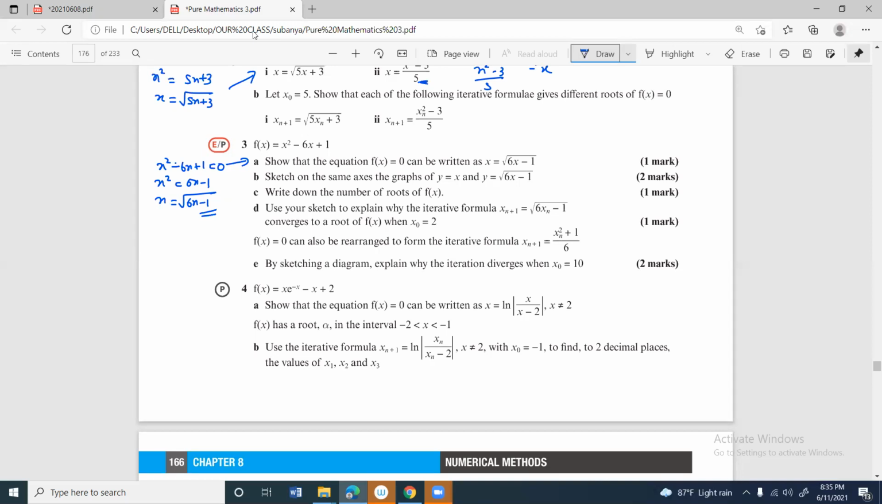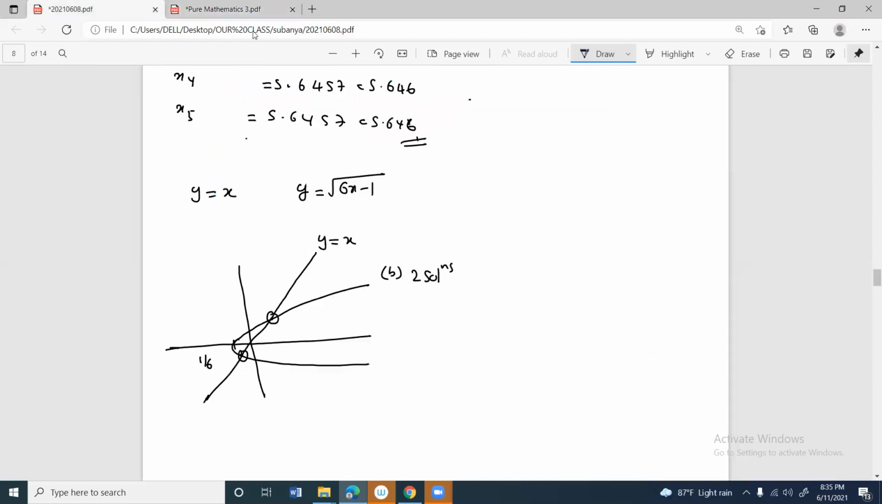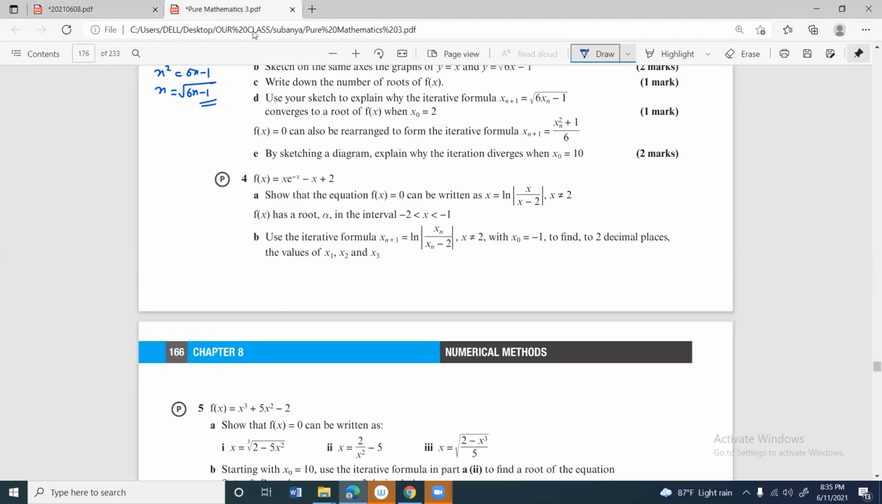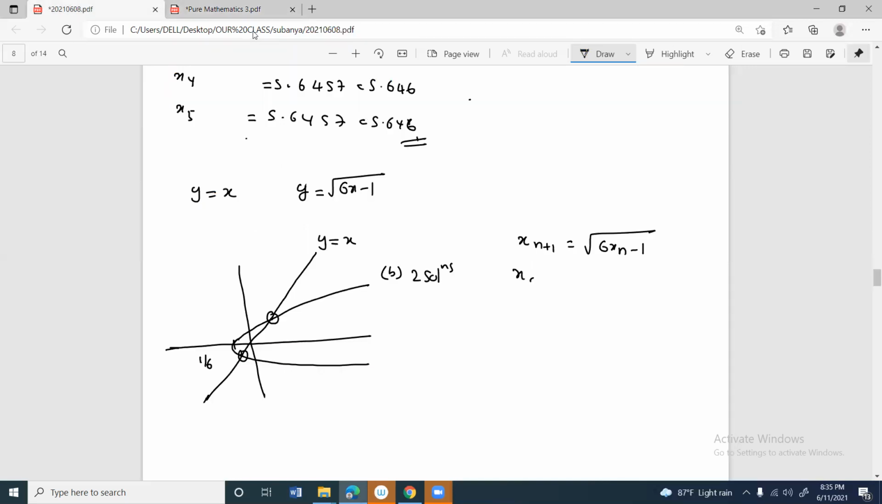And now, use your sketch to explain why the iterative formula xn+1 equals this one converges to a root of x0 equals 2. Okay, we'll just do this. You can say xn+1 equals the square root of 6xn minus 1. We just start with x0 equals 2. So therefore x1 is equal to the square root of 6 times 2 minus 1.